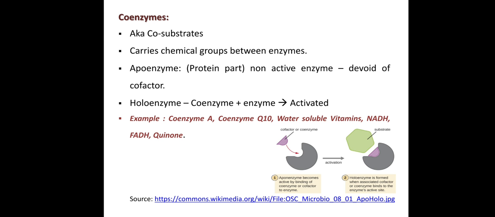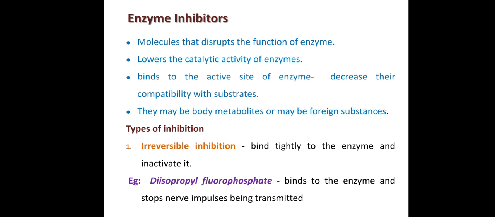So repeating, cofactors are molecules that are needed for the activation of enzymes. They can be organic or inorganic. If they are organic, they can be coenzymes or co-substrates as well as prosthetic groups. Inorganic ones are simply the activator ions. They can be metal ions or some anions like chloride. Then we are moving to the next concept, enzyme inhibitors.